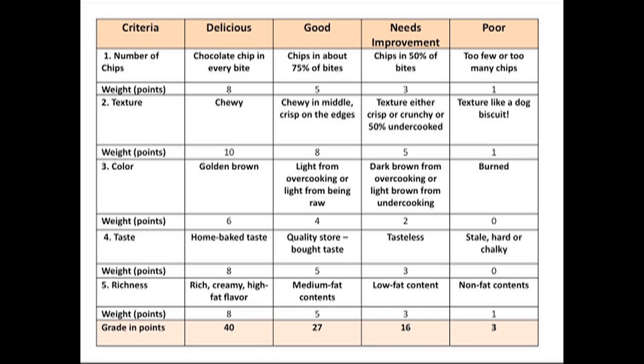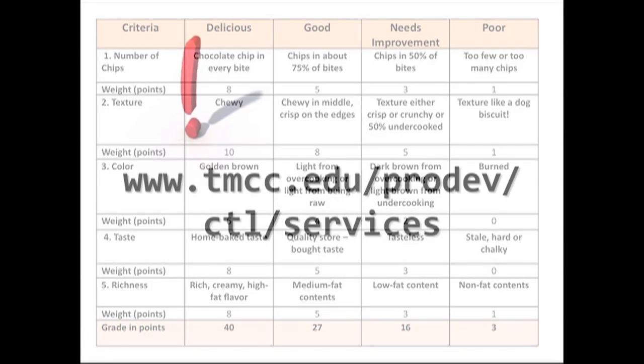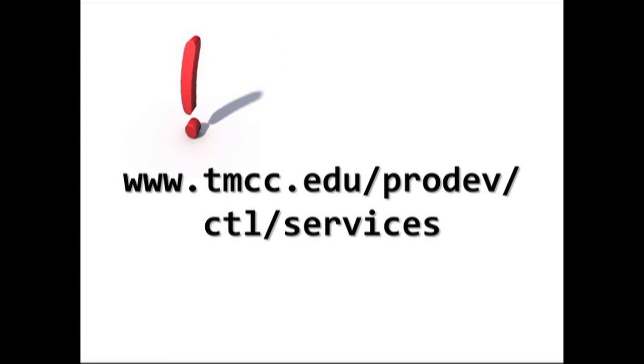In our example, texture was rated on a range between chewy and like a dog biscuit. You see that the cookie can get between 10 points and 1 point for texture. Also in this example, texture is more important than the number of chips in the cookie, so there are more points available for texture.